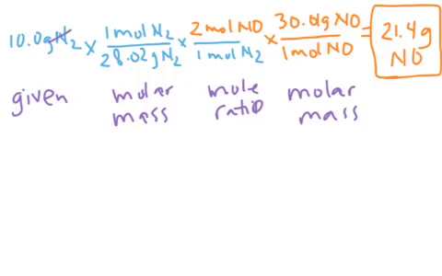As I go through, all of the units will cancel: grams of N2, moles of N2, moles of NO, and we're left with the units that we wanted at the end, which was grams of NO. So there you have 2 ways to set up a mass calculation with a balanced equation.